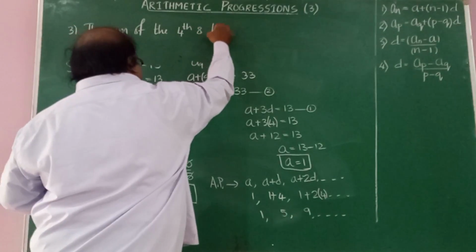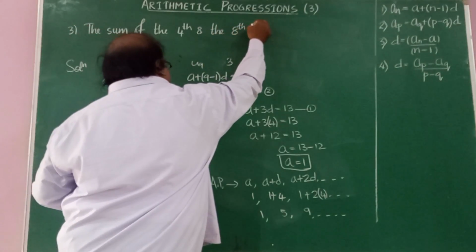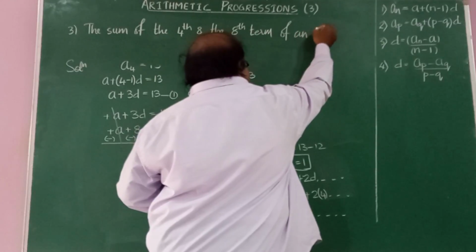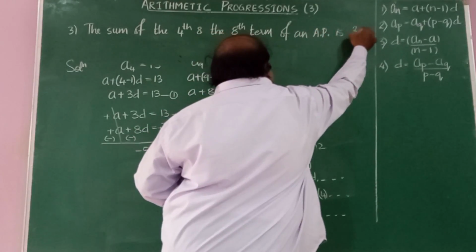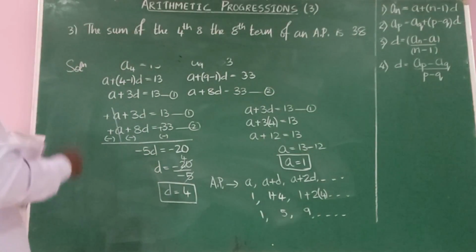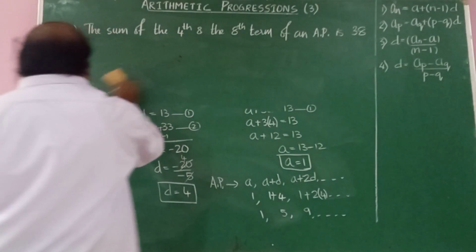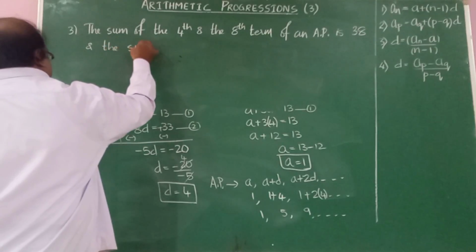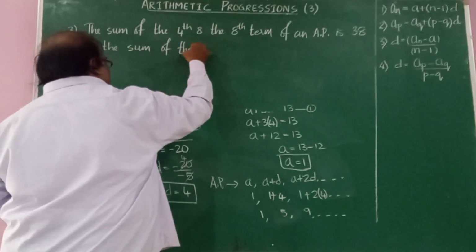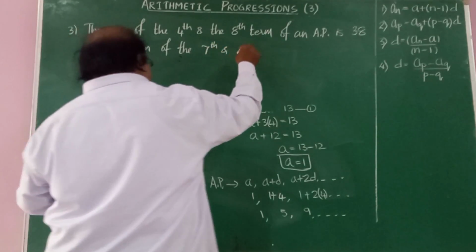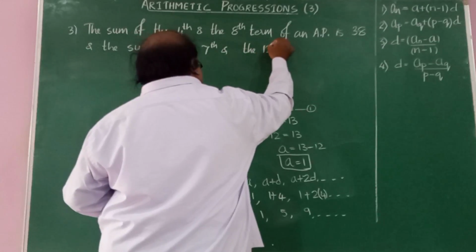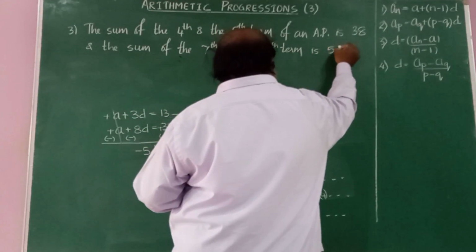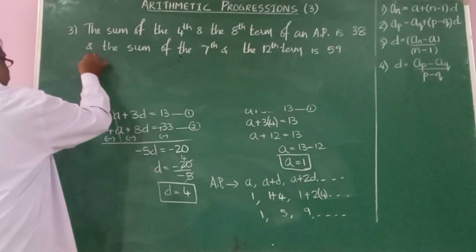The sum of the fourth and the eighth term of an arithmetic progression is 38, and the sum of the seventh and the 12th term is 59. Find the 41st term.